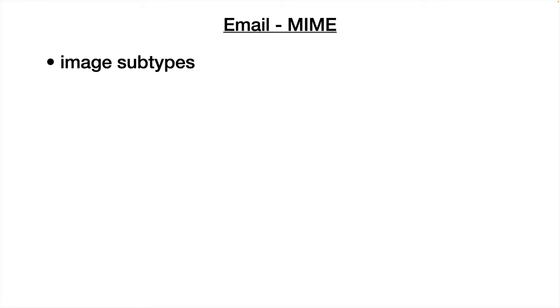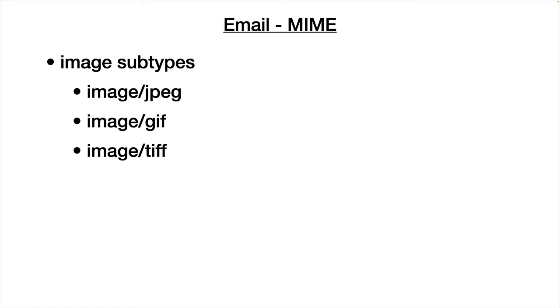The next type was the image type. For subtypes, we have image/JPEG, so that's a JPEG image. We have image/GIF, so that's a GIF image. Not used as much as it was maybe during the 90s, but TIFF is an image file format that preserves the quality of the image. So TIFF files are very large compared to JPEG, GIF, or PNG files.